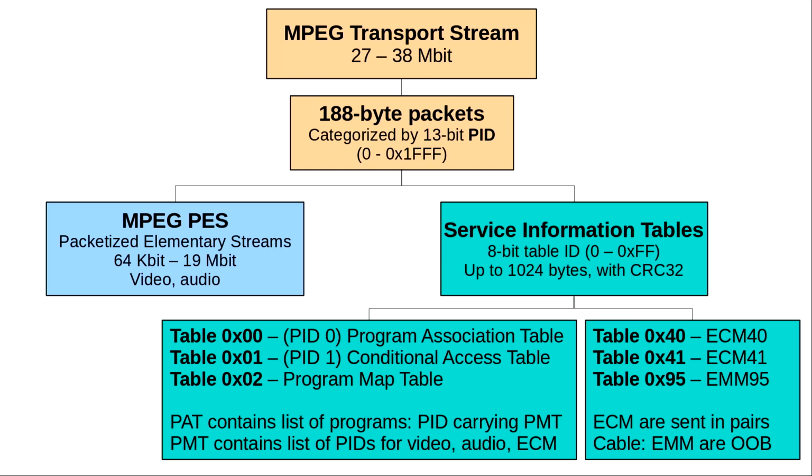Table 2 is the program map table, which contains the list of packetized elementary streams and the PID for each, as well as an ECM PID. There's a program map table for each MPEG program or TV channel that's found in the stream. The ECM PID is where entitlement control messages are sent containing information that's used to generate the key that decrypts the packetized elementary streams. This system uses two types of ECM. Table 40, I call ECM 40, and table 41, I call ECM 41.